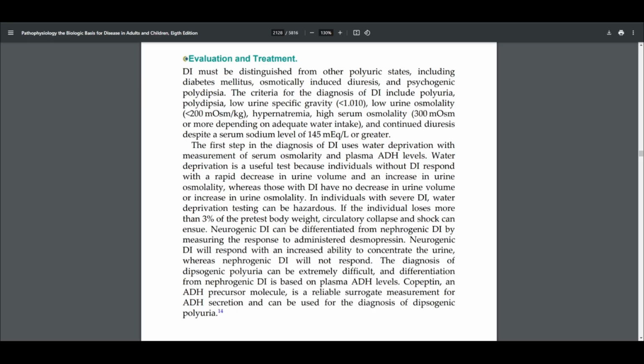Neurogenic DI can be differentiated from nephrogenic DI by measuring the response to administered desmopressin. Neurogenic DI will respond with an increased ability to concentrate the urine, whereas nephrogenic DI will not respond. The diagnosis of dipsogenic polyuria can be extremely difficult, and differentiation from nephrogenic DI is based on plasma ADH levels. Copeptin, an ADH precursor molecule, is a reliable surrogate measurement of ADH secretion and can be used for the diagnosis of dipsogenic polyuria.